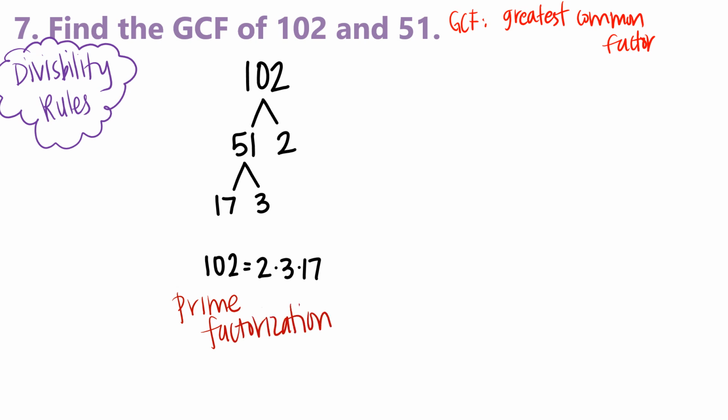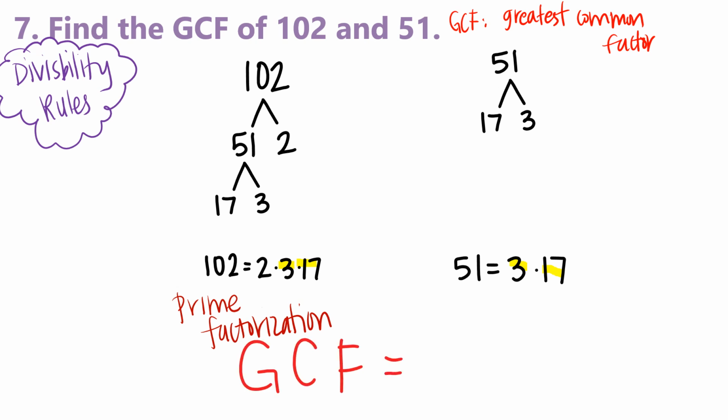Right, now let's do a factor tree for 51. Well, we've already done a factor tree for 51. We just found out that 51 is 17 times 3. 17 is prime, 3 is prime. So 51 is 3 times 17. For their greatest common factor, you're just going to look at the two prime factorizations and figure out what they have in common. Here we've got 3 in common and 17 in common. So that's the greatest common factor: 3 times 17, which is 51.